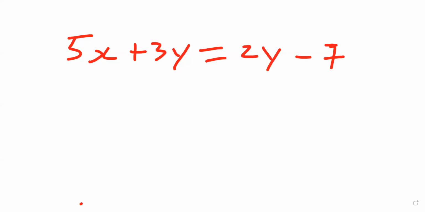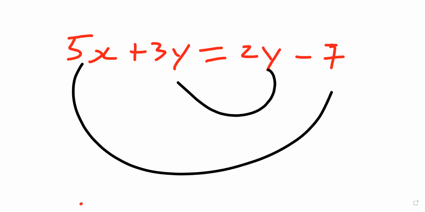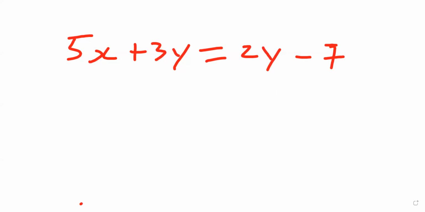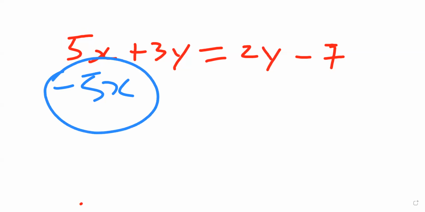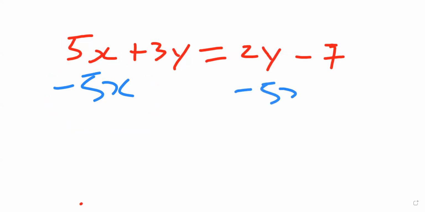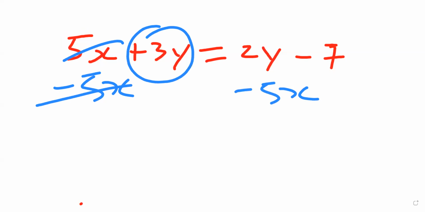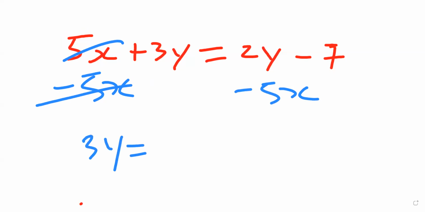So we want to have y by itself. We're going to group all the y's on one side and everything else on the other side. So I'm going to move this 5x first. I want to get rid of this positive 5x, so I need to subtract 5x from both sides. Whatever I do on one side, I do the same thing on the other side. This cancels that, leaving us with this only. And so we have 3y is equal to negative 5x plus 2y minus 7.